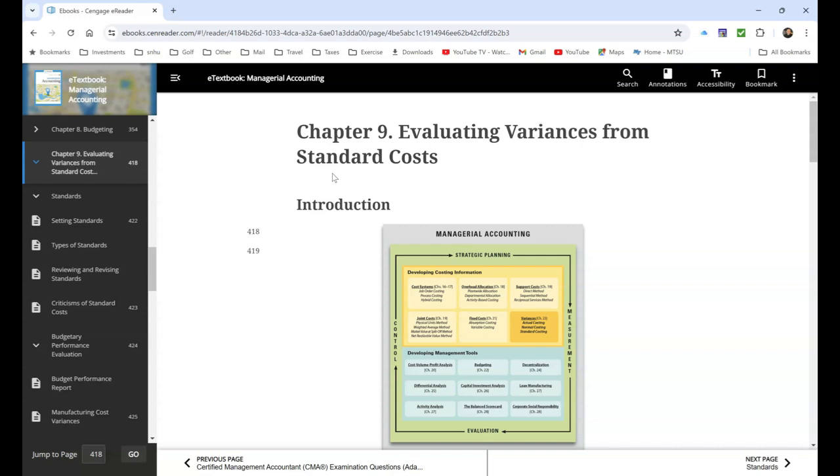Now, I'm only going to really talk about the first variance as far as materials, because once you learn that part, it really is the same thing for direct labor and for overhead.